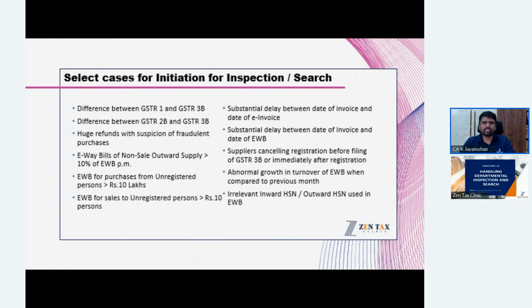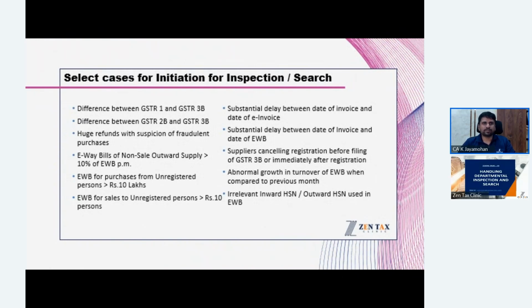After all those things, I think most of the taxpayers are very much used to the fact that ITC cannot be claimed over and above what is being reflected in 2B. So that should not be a very big issue. That will definitely be monitored on a month-on-month basis by your compliance team.